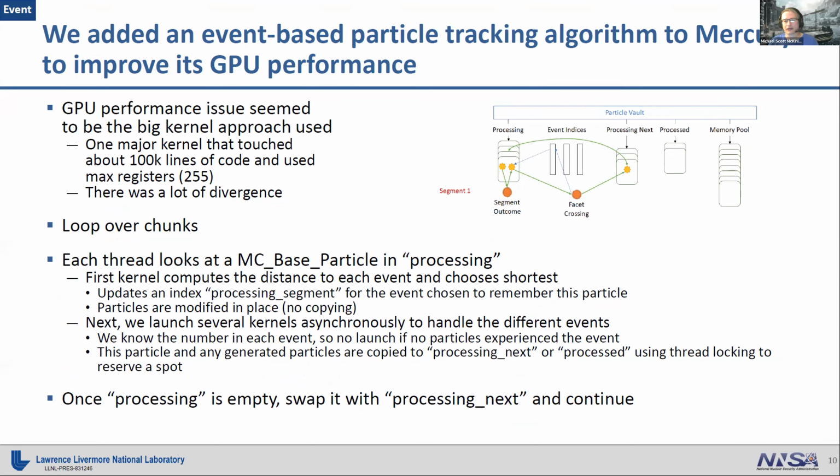Switching to event-based, the big cost we end up with is that all particles get copied per segment. We figure out the distance to next event, and in this case, we're showing 3 events. Each event is just an array of ints that point into the current chunk. Later on, we do a kernel call over each event, and it goes into what we call processing next. So there's the copy. Or if it hits census, it goes into processed. Then we just keep swapping processing and processing next until it's empty, and at that point, we're done with the cycle.